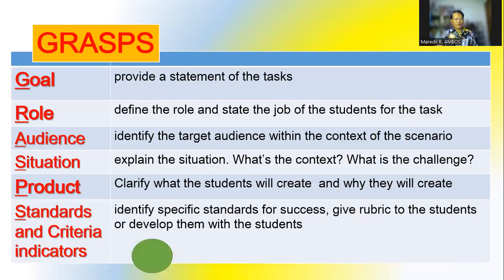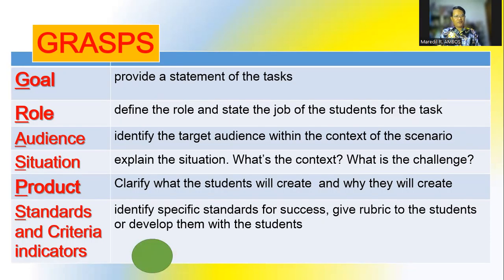Now, in having the authentic assessment, we have the GRASPS. The G, or GRASPS, stands for: letter G is goal. We need to provide a statement of the task. What is the goal? What is the task? What's the objective that we need to have? The second is the R, which is the role. It defines the role and states the job of the students for the task. And that's role.